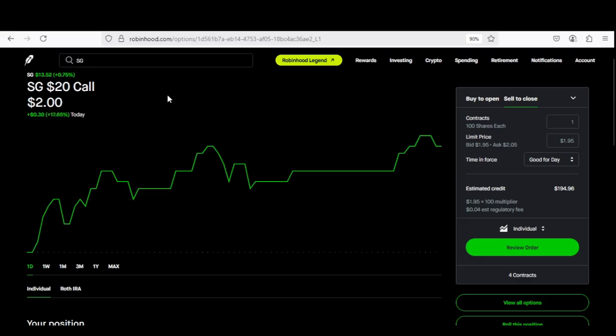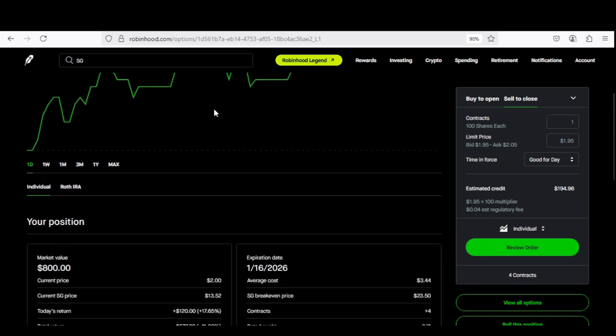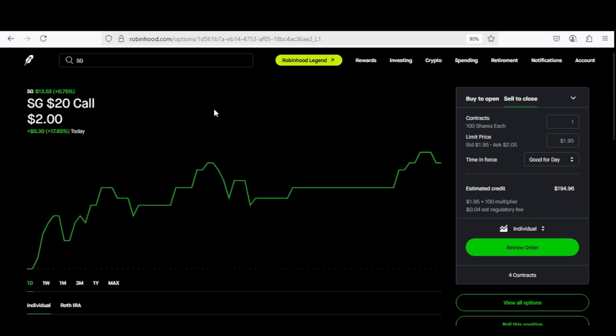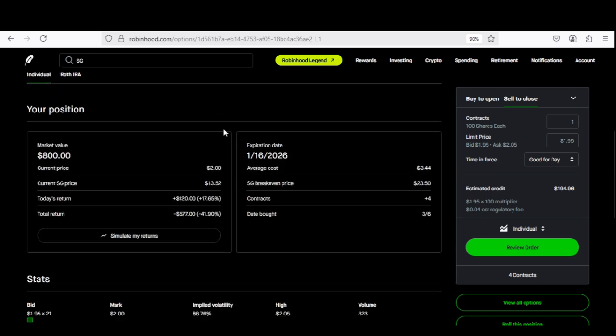So here we are on my Sweetgreen calls, and like I showed you in the dashboard, it's the $20 call, the $20 strike price. Let's go ahead and go down. I did show you my average cost was $900. The share price did reduce drastically. The current share price is $13.52. So what I decided to do is DCA, or dollar cost average, on my LEAPS option. As the share price went down, I continued to buy additional long calls on this stock. So now I'm up to 4 contracts. As you can see right here, I have 4 contracts.